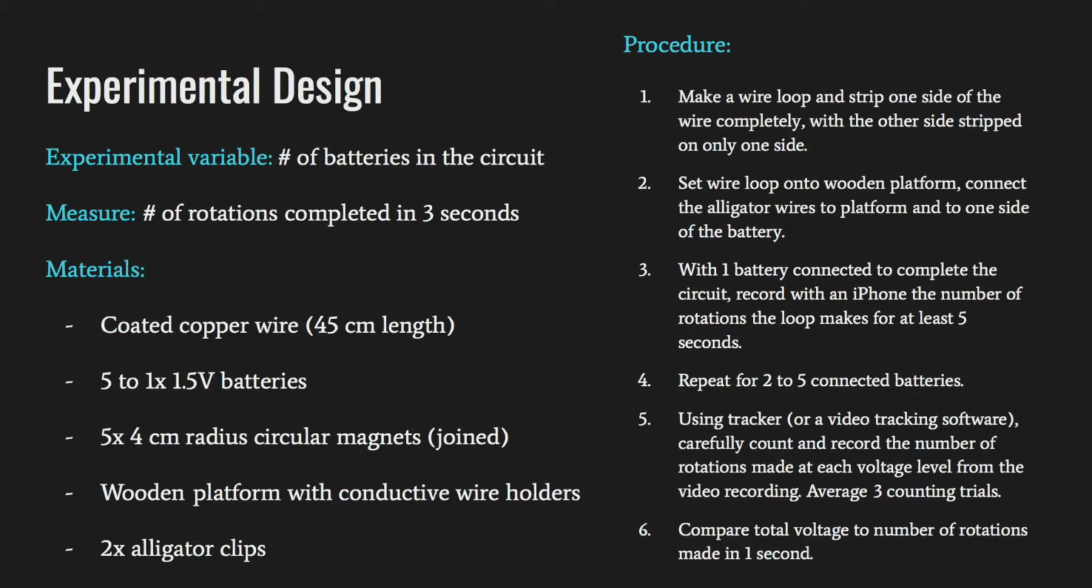For our experimental design, we changed the number of batteries in our circuit, and then we measured the number of rotations completed in 3 seconds. For our procedure, we stripped one side of the wire completely, and then we left the other side of the loop halfway stripped. We then attached the alligator wires to the loop as well as to 1 to 5 batteries, and we recorded with an iPhone for 3 seconds.